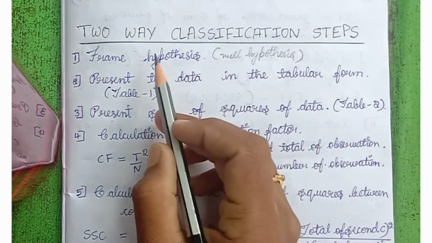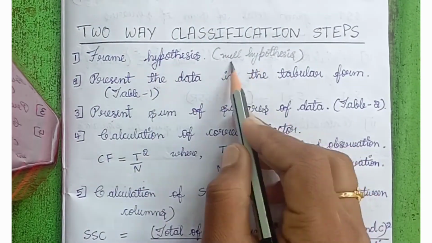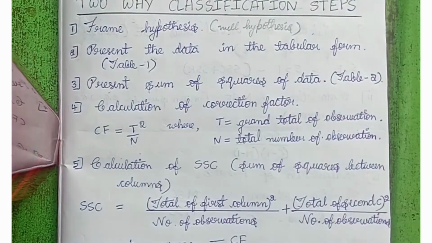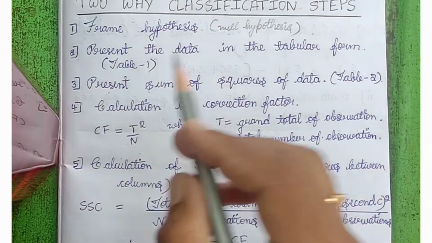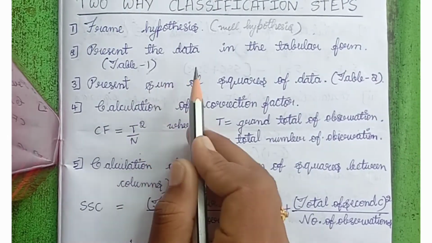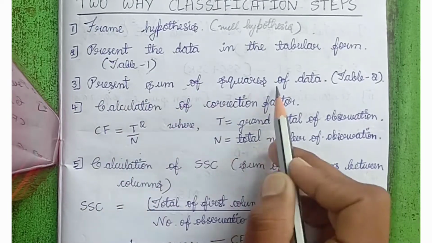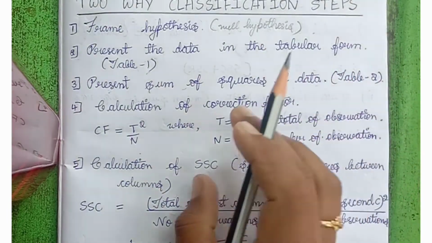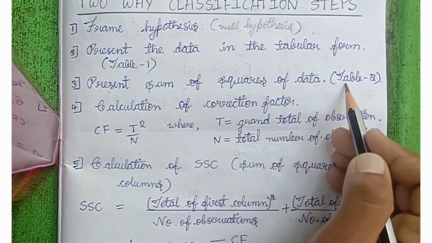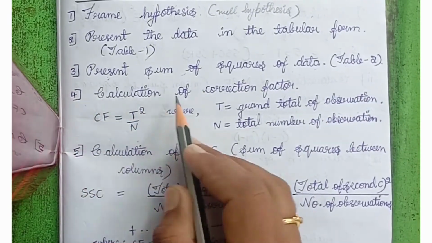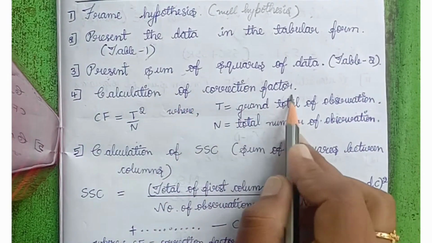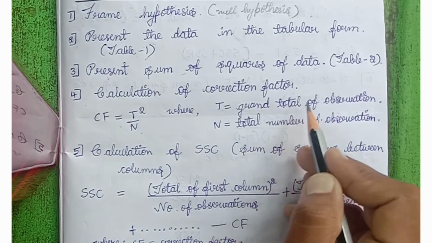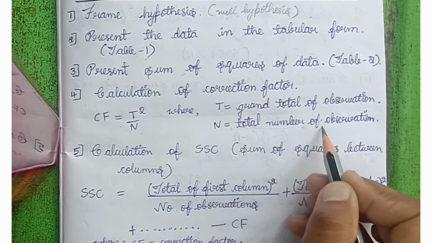So first we can go. First step, as I told, set up the hypothesis. We have to set the null hypothesis. Second step, we have to present the data in tabular form, that is table 1. The data given in the problem, we have to convert into tabular form, and we call it table 1. And next we have to present the squares of the data. That means the data in the tabular form of table 1, we have to square it, that is table 2. So fourth step, we have to calculate the correction factor, that is CF is equal to T square divided by N, where T is equal to the grand total of observations and N is equal to the total number of observations.